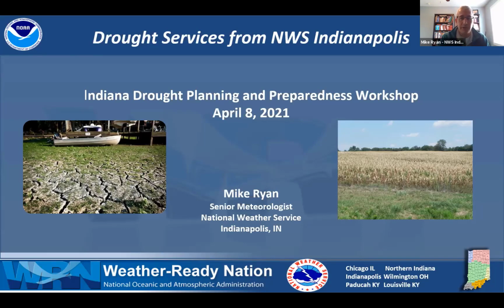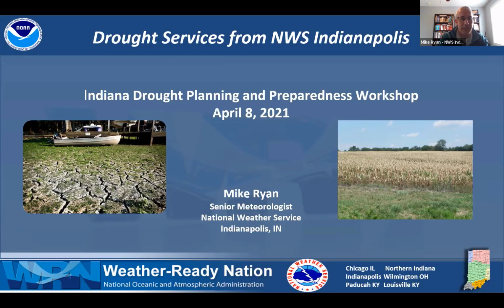This was a picture he took that summer in 2012, I believe down in the Bloomington area, and it was from the middle of July. And when you look at the crops, it looks like it should be harvest time. So it really hammers home just the impacts that were occurring in 2012.